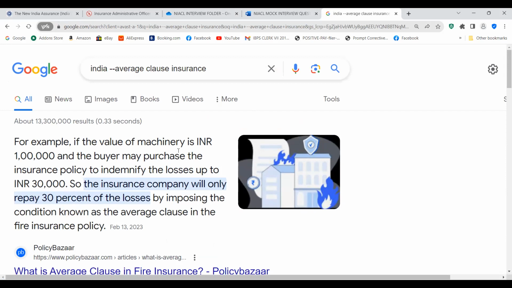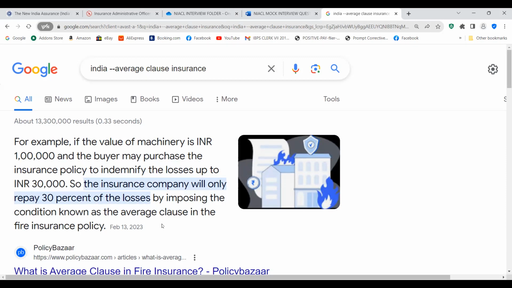For example, if the value of the machinery is Indian rupees 1 lakh and the buyer purchases an insurance policy to indemnify losses up to Indian rupees 30,000, the insurance company will only repay 30% of the losses by imposing the condition known as average clause in the fire insurance policy. Supposing in your shop you have stocks worth 1 lakh rupees, but you want to cover it only for 30,000. So you will be paying less premium.